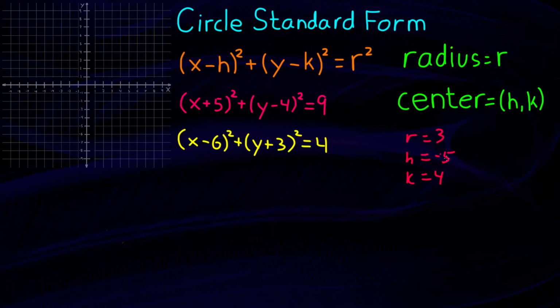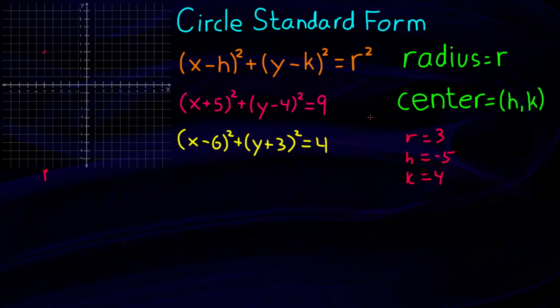Let's start by finding the center. It's at negative 5, 4. So for negative 5, we go 1, 2, 3, 4, 5 on the x-axis. And then we've got 4 for y, positive: 1, 2, 3, 4. I'm going to follow this along until I get to here, and this is the center point of this circle. Sorry, I kind of drew two, but you get the picture.